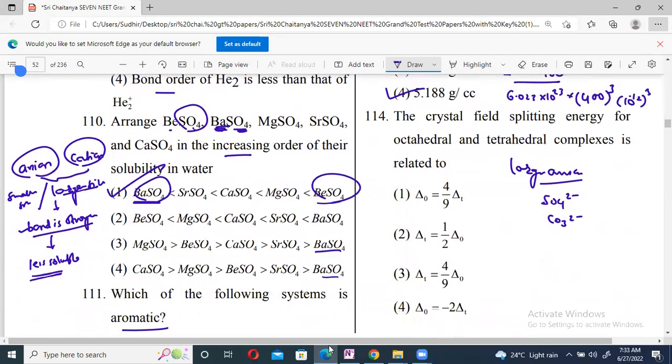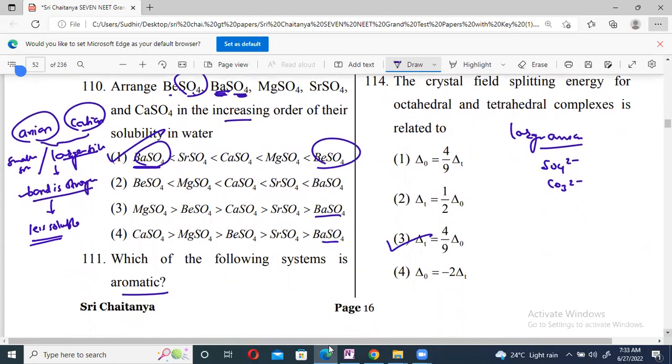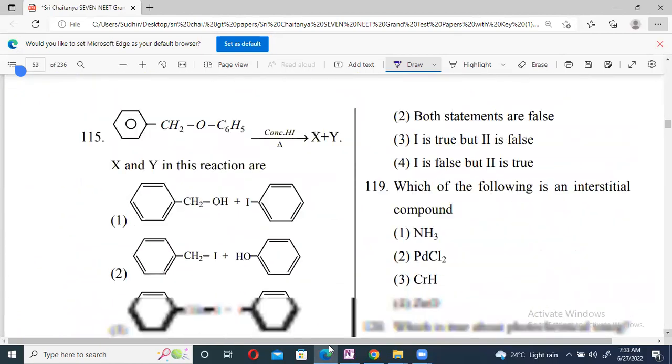The CFT for octahedral and tetrahedral complex. But the NCERT statement is one. If you remember, delta T is equal to 4 by 9 times delta O.